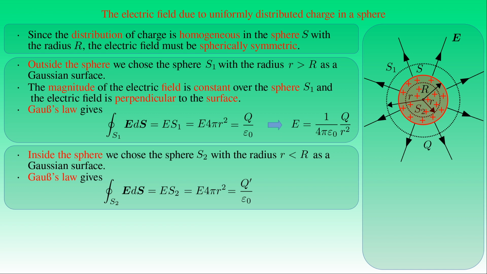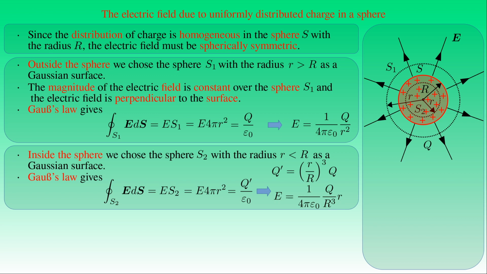The volume of a sphere is proportional to the cube of its radius, and we can write that the charge q prime enclosed by the sphere S2 is equal to the cube of the ratio of its radius r to the radius capital R of the sphere S, times the total charge q distributed within the sphere S. If we substitute this expression into the surface integral and express the magnitude E from the result, we obtain 1 over 4 pi times epsilon naught, times q over the cube of capital R, times r.